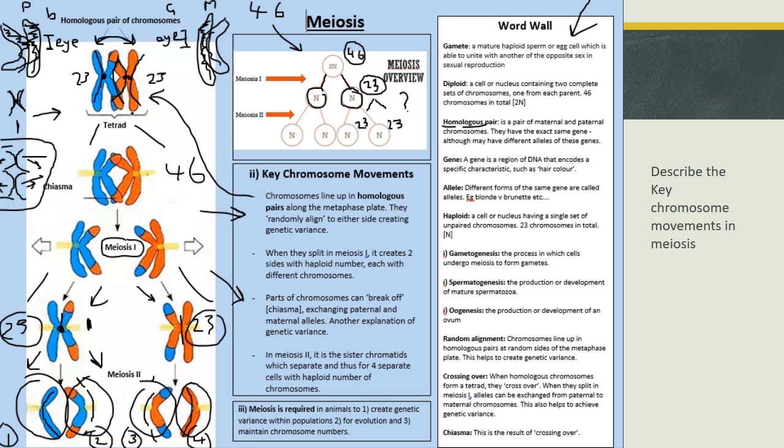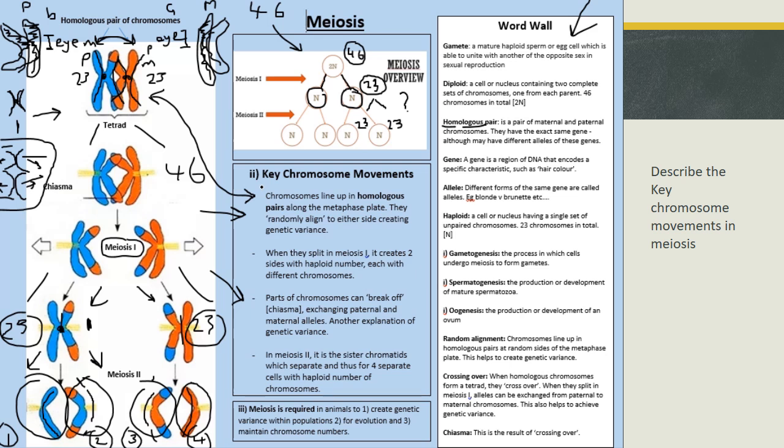The difference is that although the maternal chromosome is on this side and the paternal chromosome is on this side, it is completely random which side they go. So chromosome number 1 might look like this, but homologous pair number 2 may well have the maternal chromosome on this side and the paternal chromosome on this side, and it's completely random how that happens. That is the first key point that you need to try and explain, which is summarized in this point.